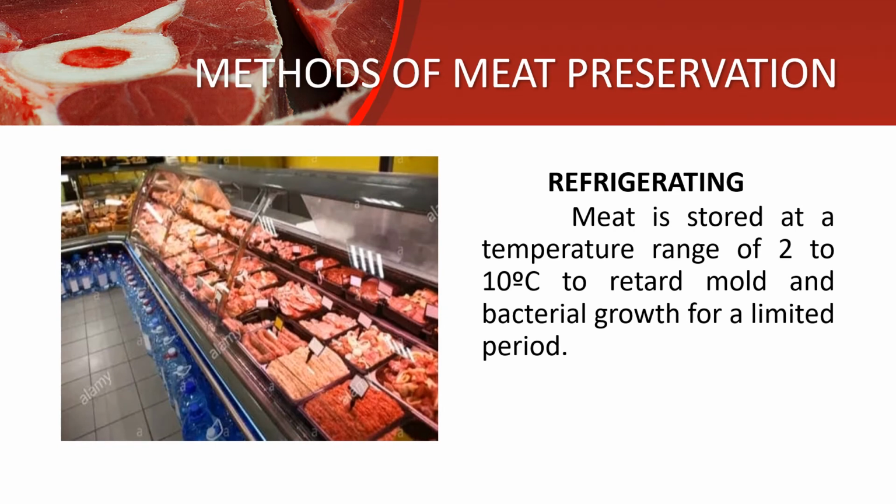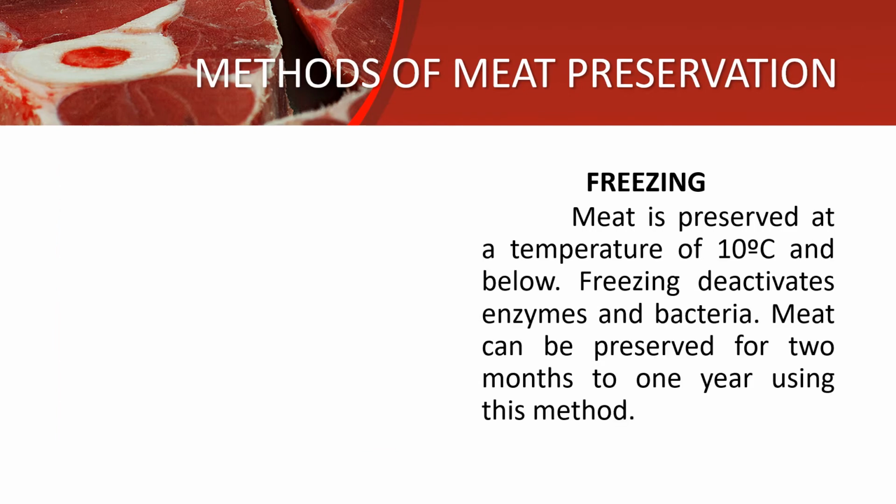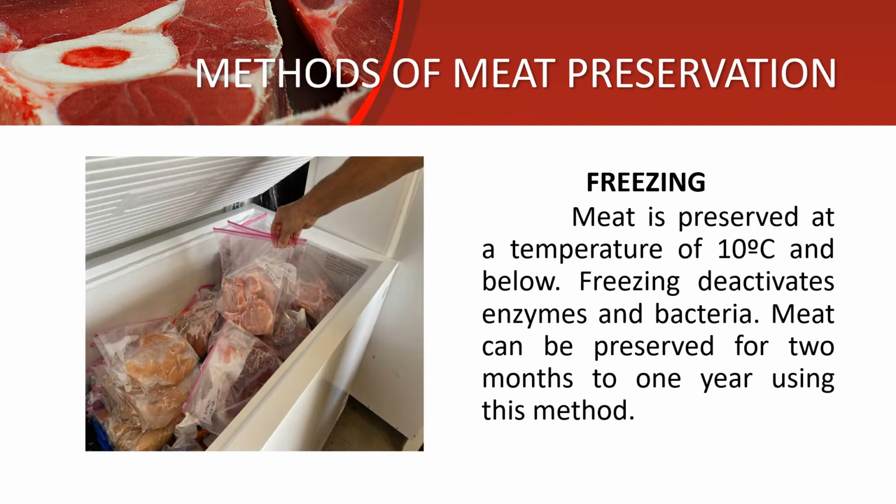Another method of meat preservation is refrigerating. In this method, meat is stored at a temperature range of 2 to 10 degrees Celsius to retard mold and bacterial growth for a limited period. Next method of meat preservation is freezing. In this method, meat is preserved at a temperature of 10 degrees Celsius and below. Freezing deactivates enzymes and bacteria. Meat can be preserved for 2 months to 1 year using this method.